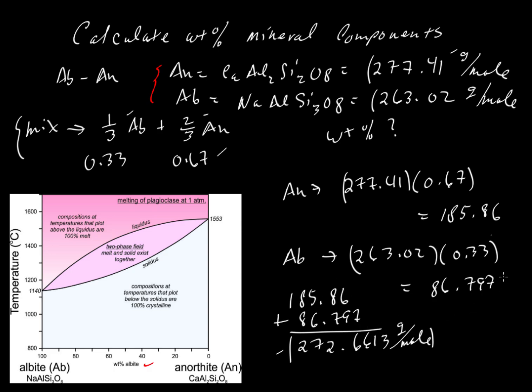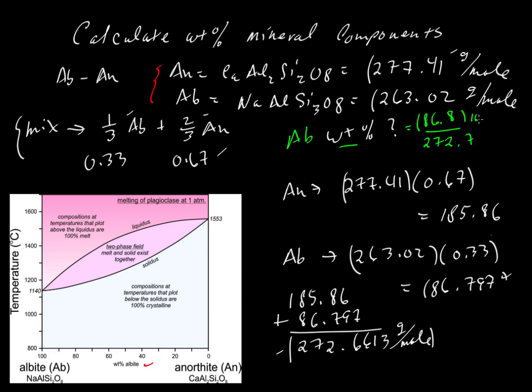So what about the weight percent albite? The weight percent would be the weight of albite that we have in our mixture, 86, divided by that total, 272. So let's see, maybe we'll squeeze it in here, but put it in a slightly different color. So for the weight percent albite, it would be 86 point, well, let's just round it off to 8 grams per mole divided by the total weight of our mixture, 272 point, and we'll just call it 7 grams per mole.